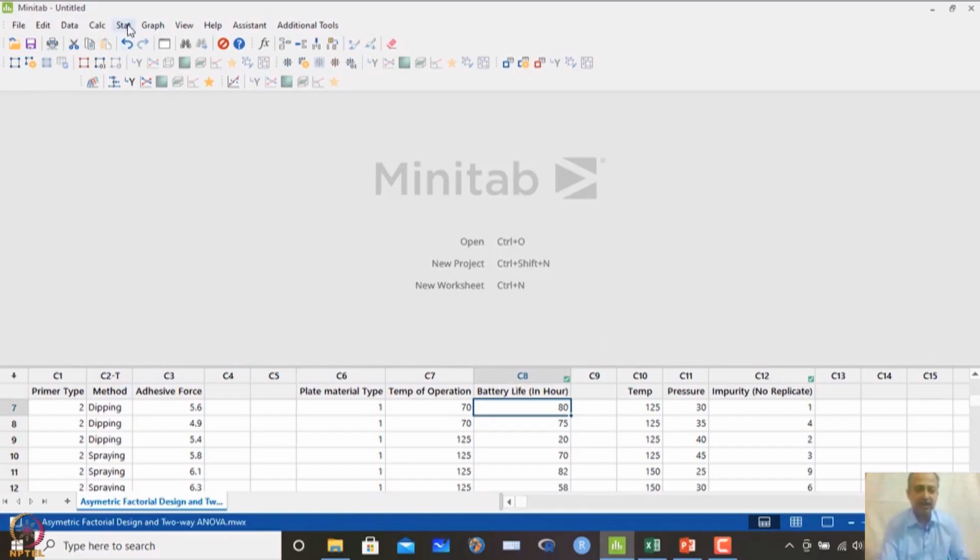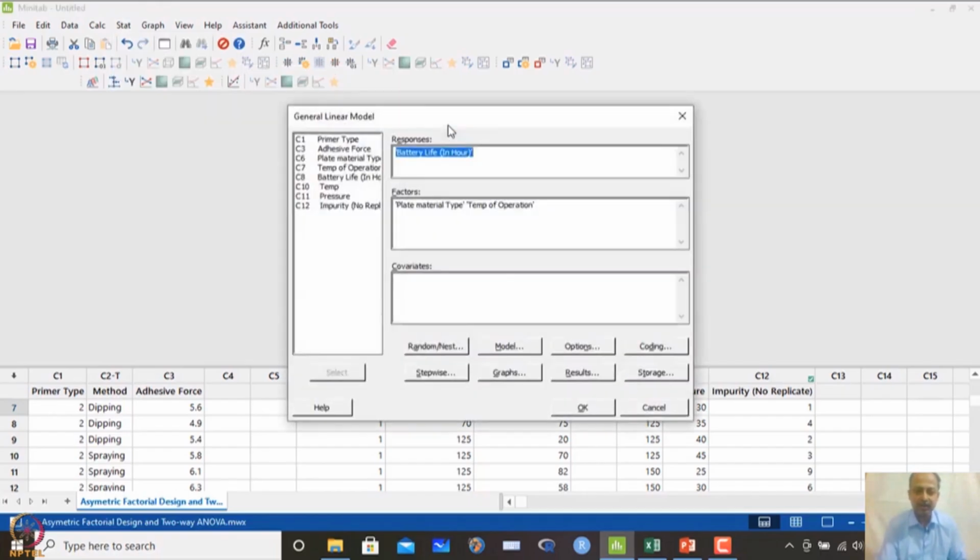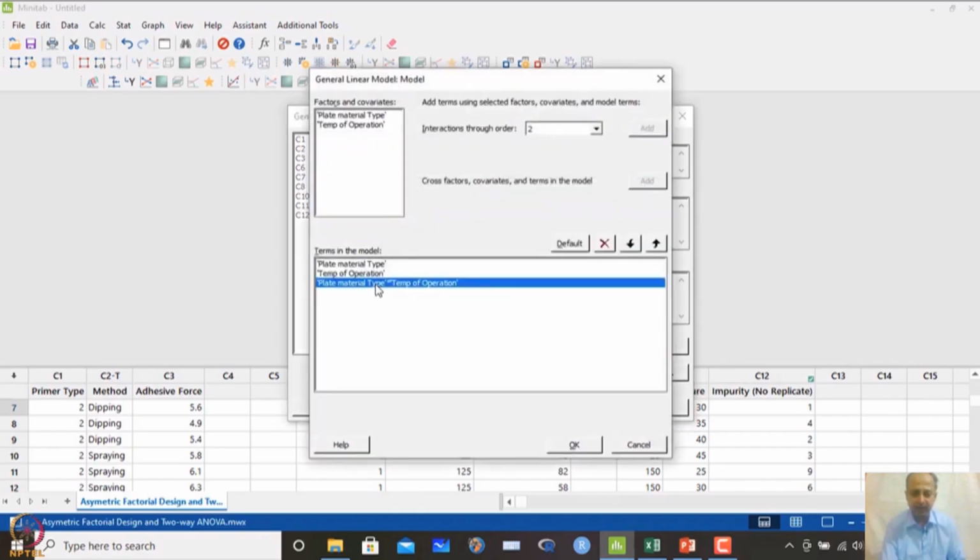And also we can fit a regression model. We said that we can do general linear models, so fit general linear models over here. I have battery life which I want to predict, and plate material type and temperature are selected, and we want to select the model so that interactions are also selected over here, as you can observe.